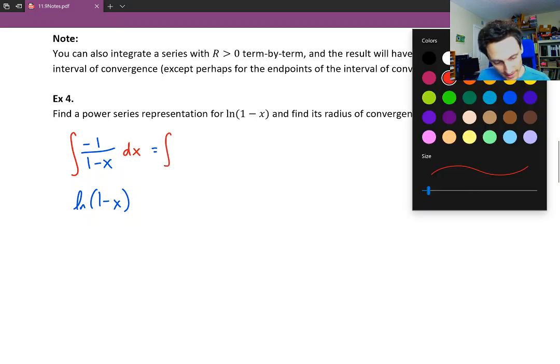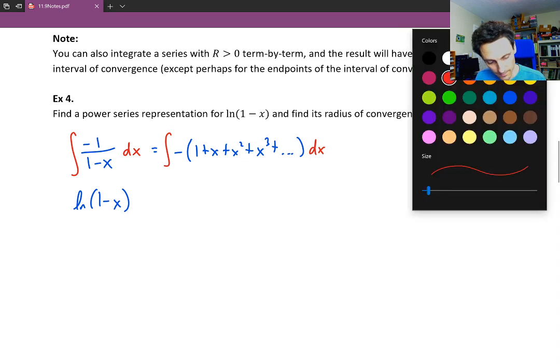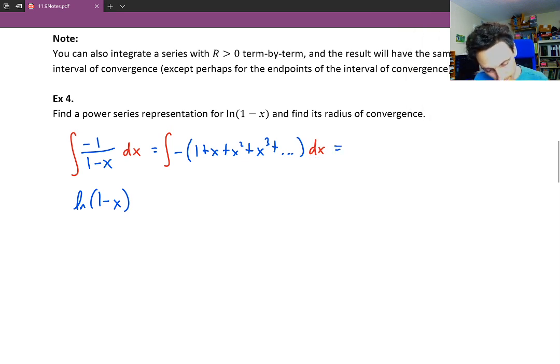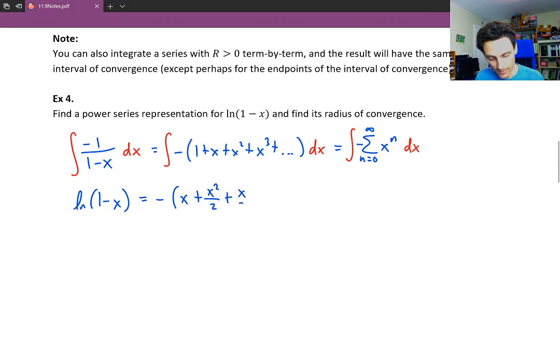Well, what we could do is write this out as negative, and then 1 plus x plus x squared plus x cubed plus and so on. We could also write it as the integral of the power series expansion. So this is a negative that we could pull out in the front, the sum of x to the n, and we could write the dx. Now, if we integrate term by term the expanded version of the series, we're going to get the negative sign we can keep out in front. We're going to get integral of 1 is x, integral of x is x squared over 2, integral of x squared is x cubed over 3, and then plus x to the 4th over 4, and so on.